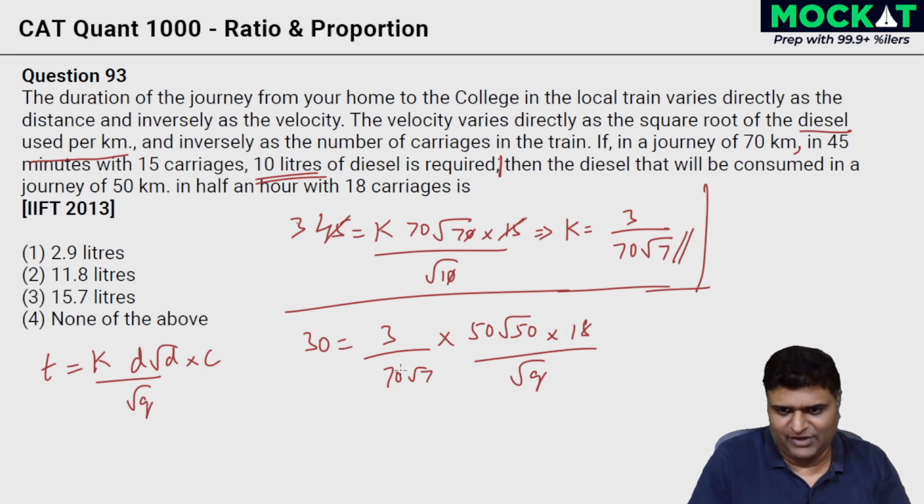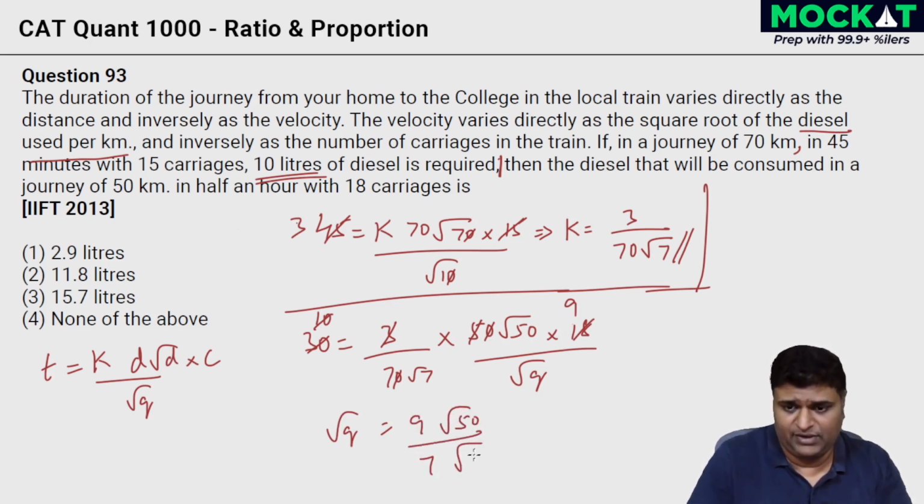That's it. We just need to solve for Q right now. Looks difficult, but it's definitely doable. So 0 is knocked off here, so we are at 10, and 10 you can further divide with a 5 here and a 2 here, and you get 9. So take the root Q there. Root Q equals 9 root 50 divided by 7 root 7. So Q is nothing but the square of this: 9 square is 81 into 50 divided by 49 into 7.